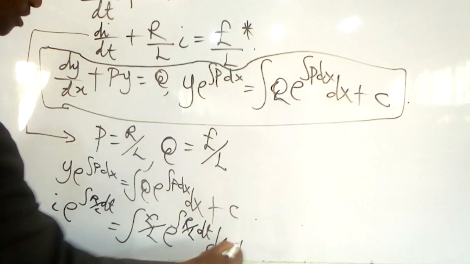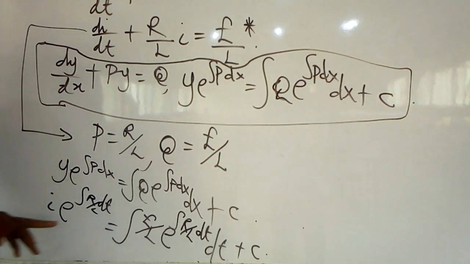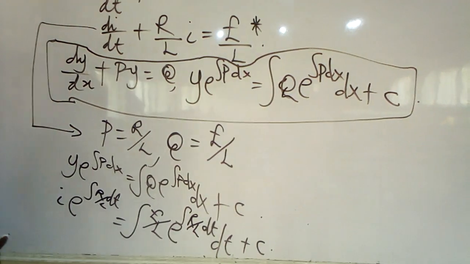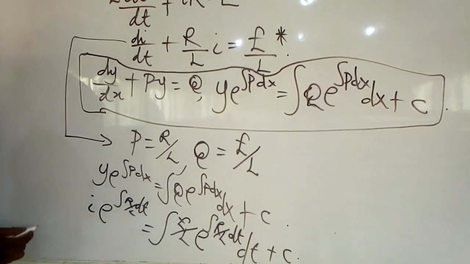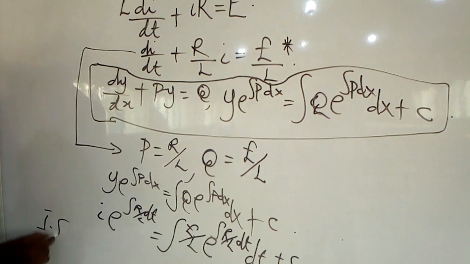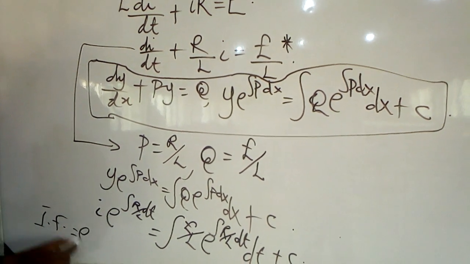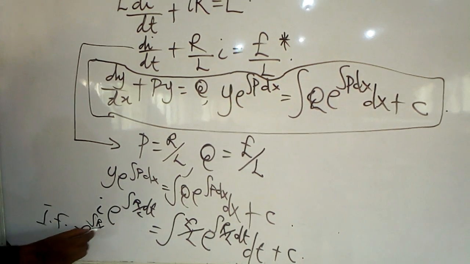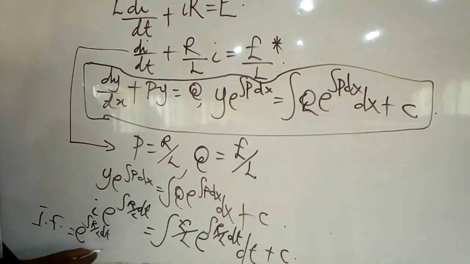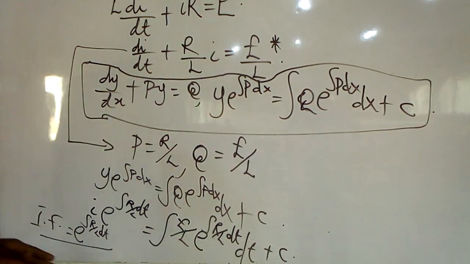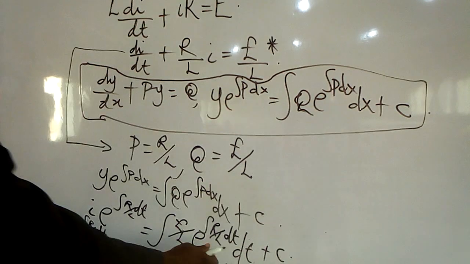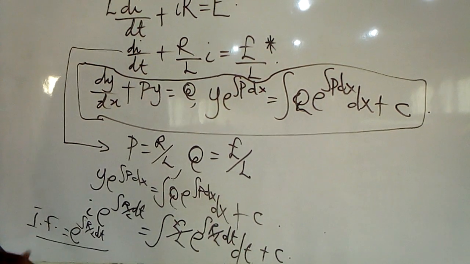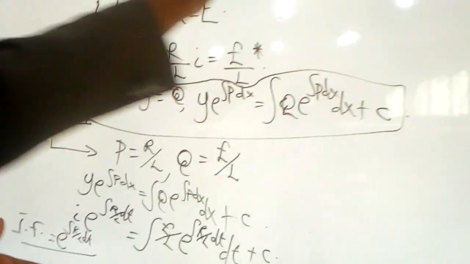dt plus arbitrary c. Note that the integrating factor of this electrical application is equal to exponent integral of r over l dt. That is the integrating factor. That is the factor that multiplies the left hand side and the right hand side. So we can further this operation.